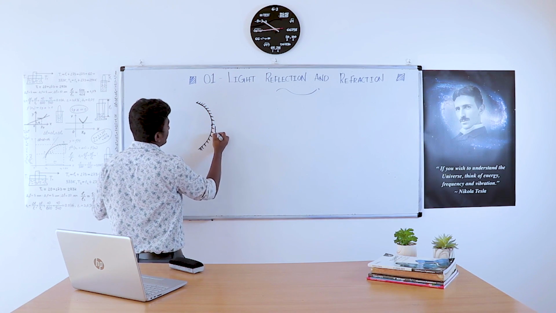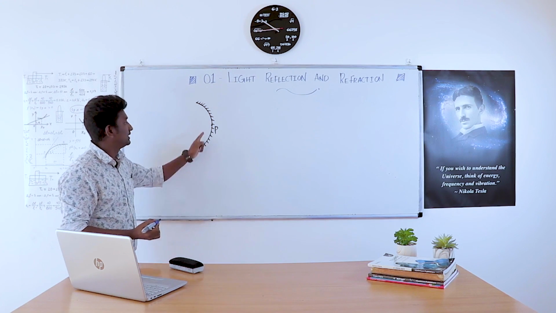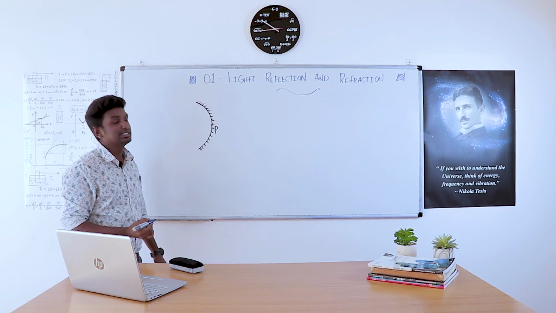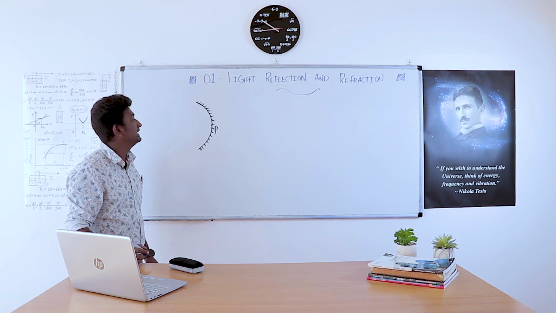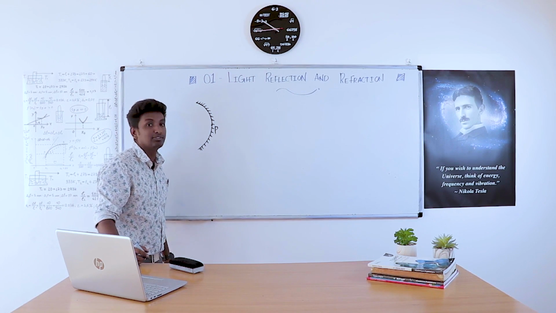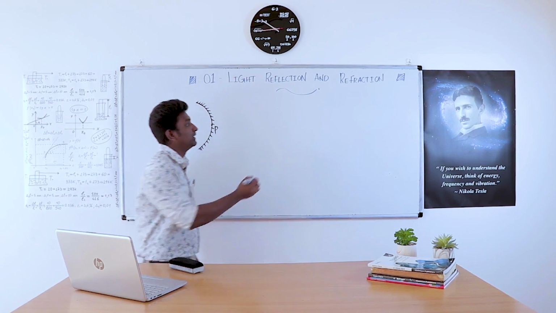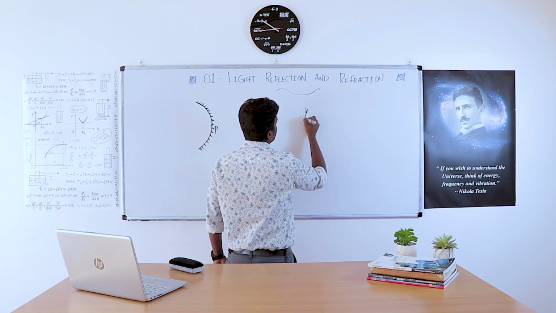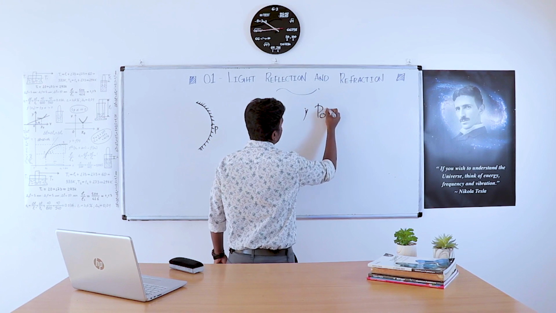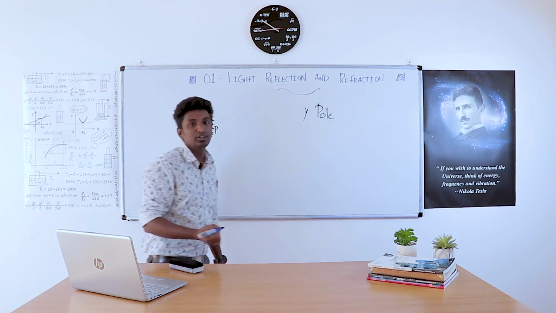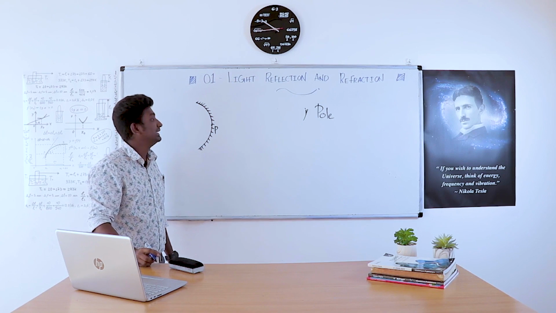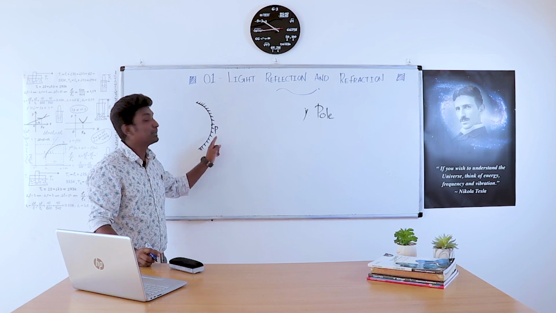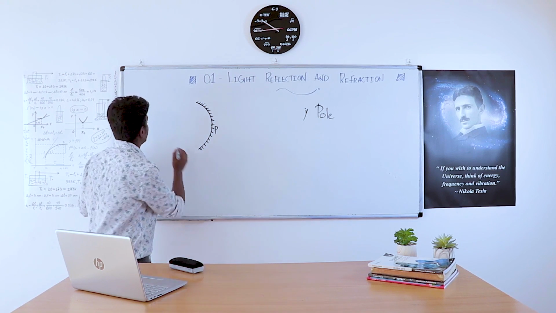And now I am marking the point P. Look, this point P is the center of the reflecting surface and is known as the pole. So the first term related to mirrors is the pole. What do you mean by pole? The center of the reflecting surface is the pole, represented by the letter P.